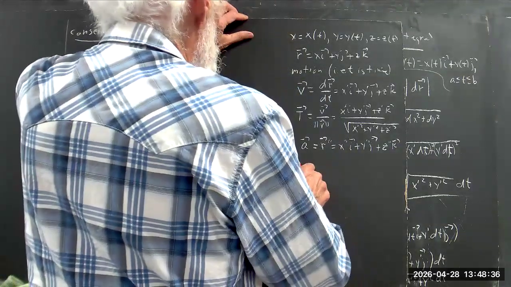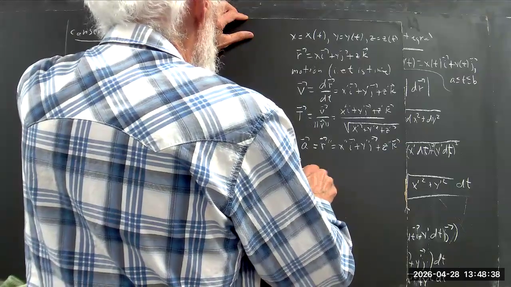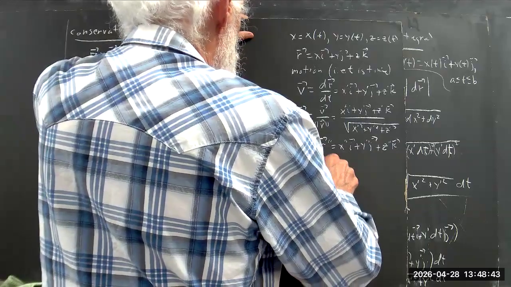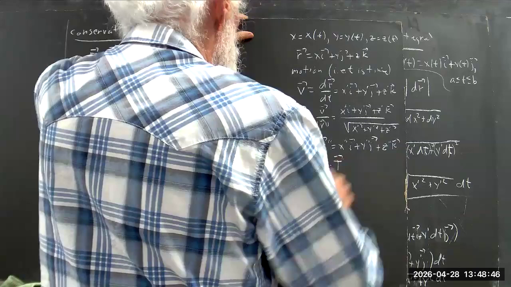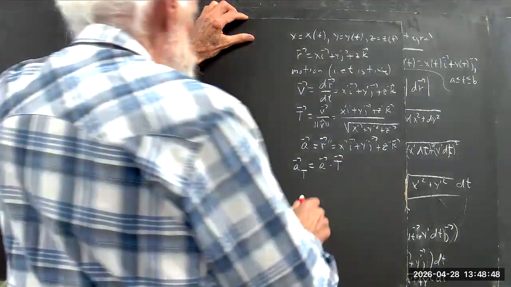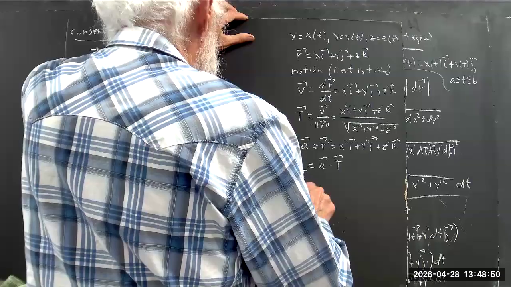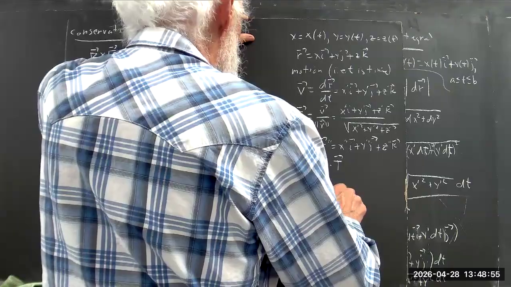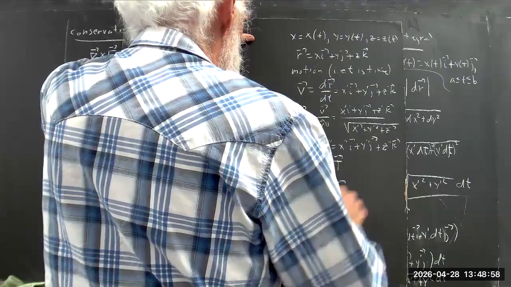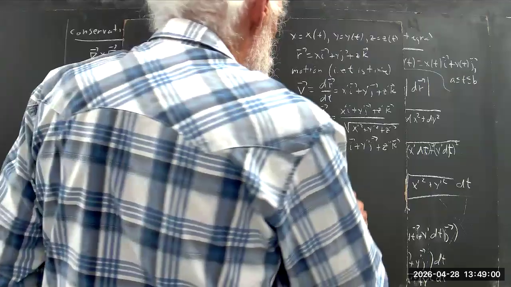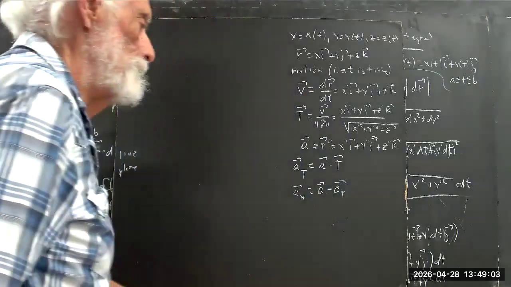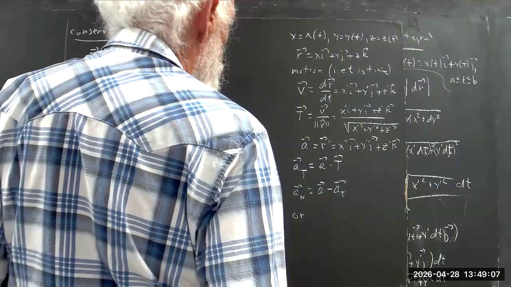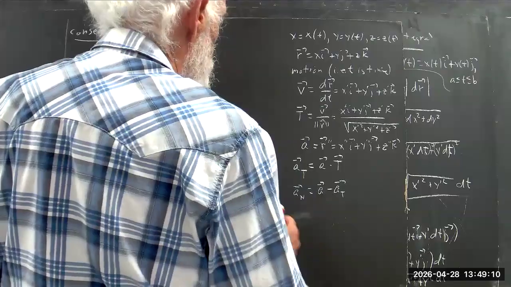Okay? And then the tangential component of the acceleration is a dot t. The normal component is just a minus the tangential component. Or, well, I'm just going to write that.